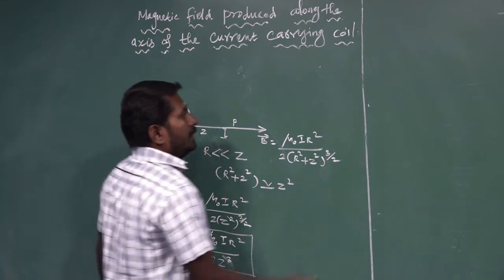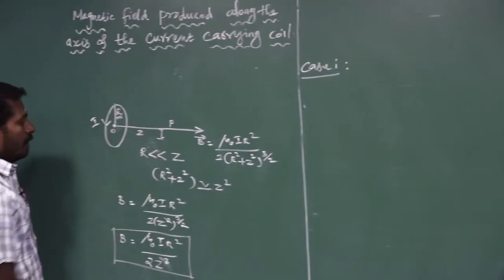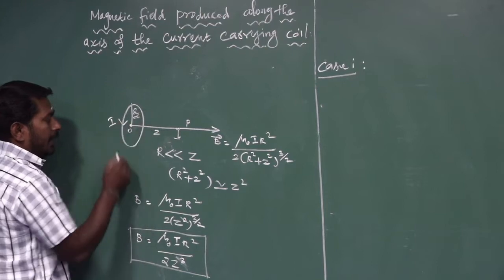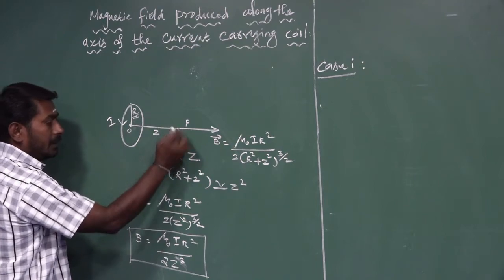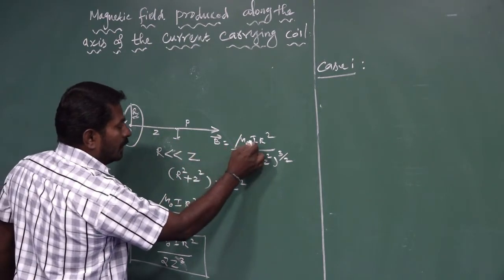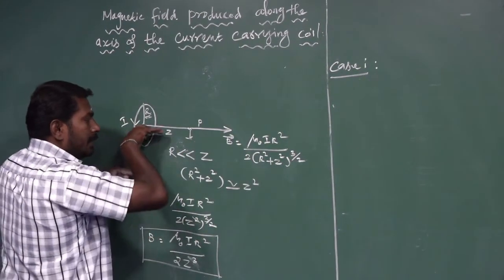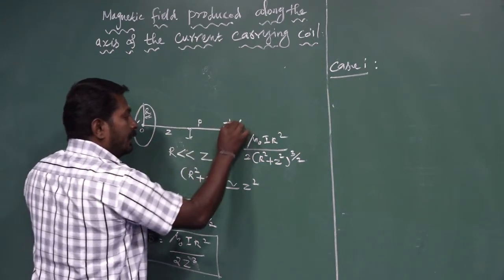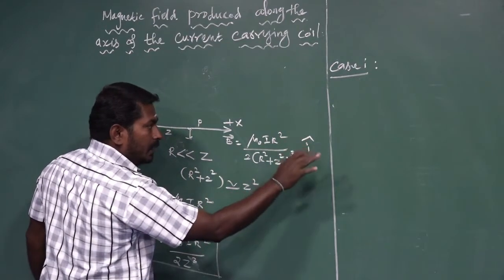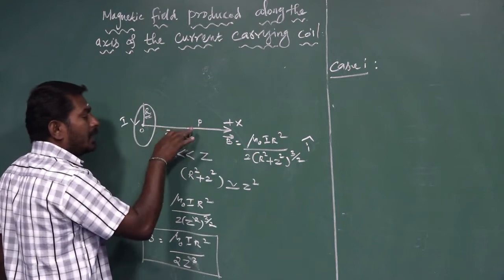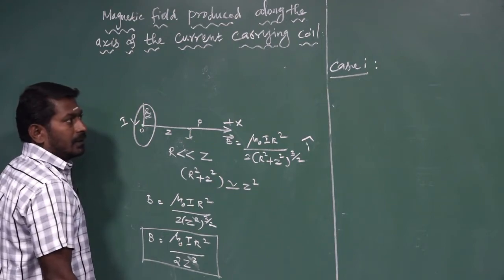Another thing: this is a circular coil carrying current. We found the magnetic induction at this point P along the axis of the circular coil carrying current. Magnetic induction B vector is equal to mu naught I r square divided by 2 (r square plus z square) whole power 3 by 2. This is the resultant magnetic induction along the positive x-axis, meaning unit vector i cap. Unit vector i cap has magnitude 1, which indicates the direction of the resultant magnetic induction due to the circular coil carrying current acting along the positive x-axis.